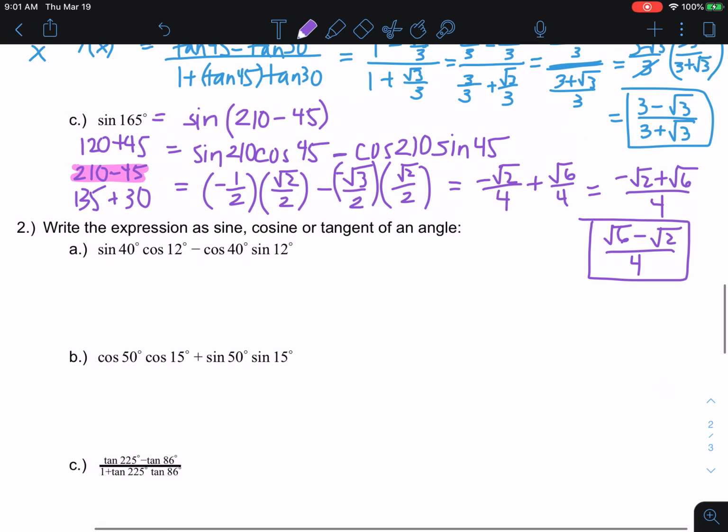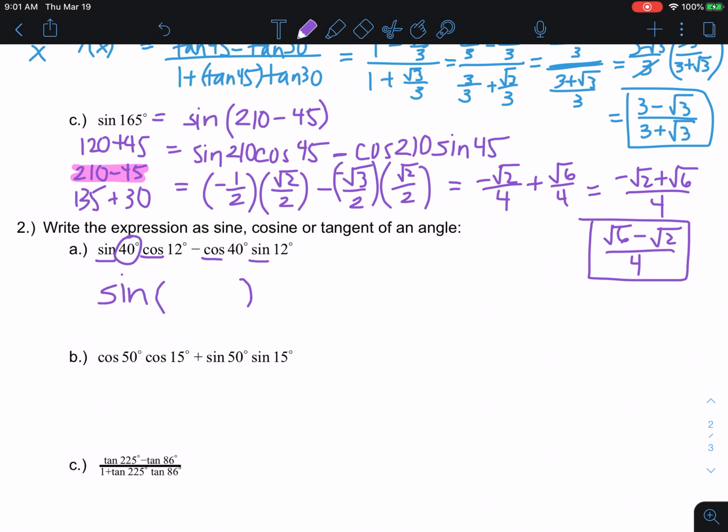The next problem, write the expression as a single sine, cosine, or tangent. So this is the identity all expanded. So we have to determine whether this is a sine or cosine identity. And because I see that these are alternating sine, cosine, cosine, sine, I know that this is one of my sine identities.